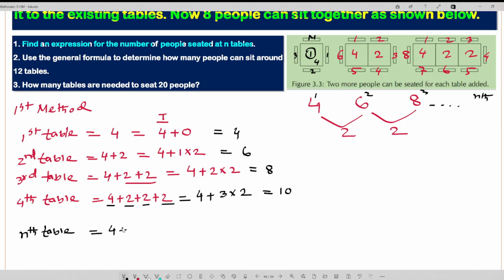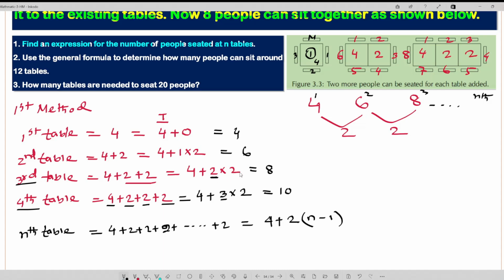First table 4 persons plus 2 persons plus 2 persons plus 2 persons dot dot dot plus 2 persons. So this one we can write 4 plus. Then each table how many persons add? 2 persons, right? And how many tables? n minus 1. Why? Look, here is 4 tables but 3 tables add. It means 1 less.